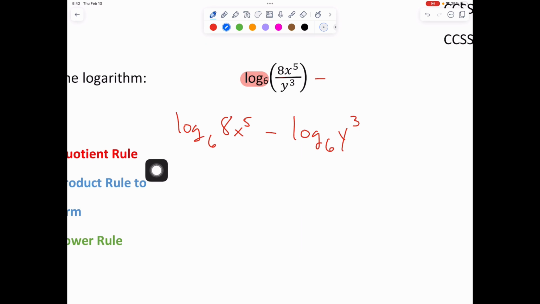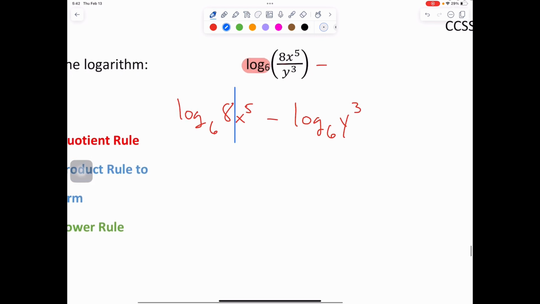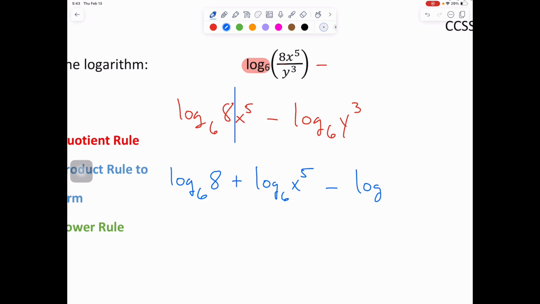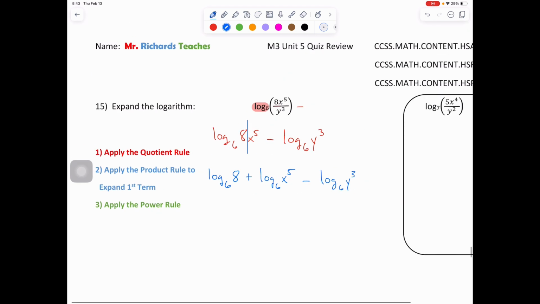Oh, when things are being multiplied, log base 6 of 8 times x to the 5th. So we need to break that up. So let's go ahead and write that: log base 6 of 8, plus log base 6 of x to the 5th. Go ahead and rewrite your minus log base 6 of y to the 3rd power.